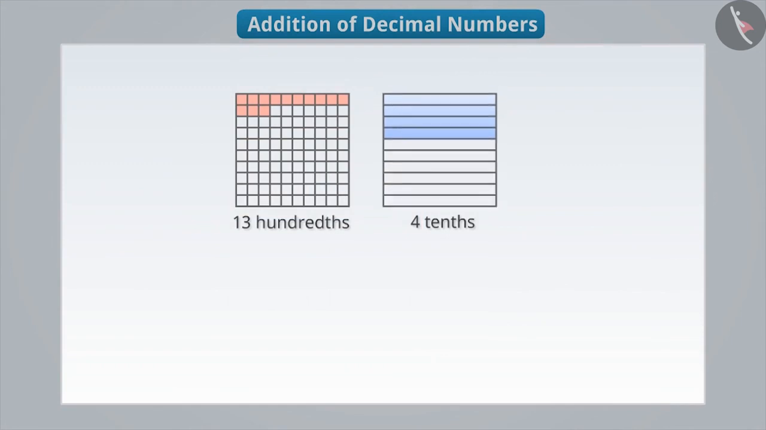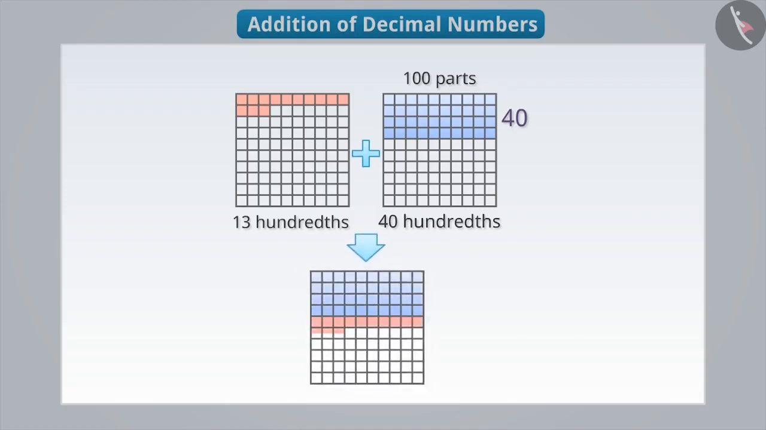If we talk about square of 4 tenths, then we can divide each of its parts in 10 equal parts. By doing so, we will get a total of 100 parts. Now you can see that there are 40 shaded parts here. So, we can say that 4 tenths is equal to 40 hundredths. Now we have 13 hundredths and 40 hundredths. So what will their sum be? If we place the shaded parts of both squares in one square, then we can say that there are 53 shaded parts out of 100, which means that the sum of 13 hundredths and 40 hundredths is 53 hundredths.